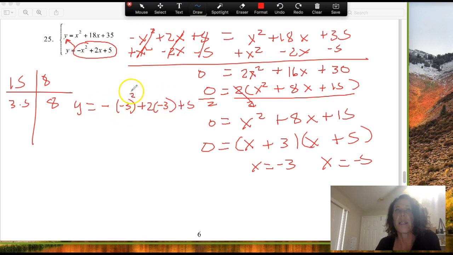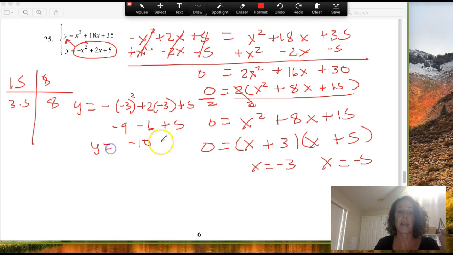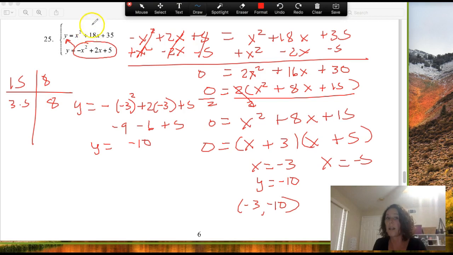And just go ahead and do the math here. Negative 3 squared is 9, and then I multiply it by a negative, so I get negative 9. And then 2 times negative 3 gives me negative 6 plus 5. So if I go 9 and 6, I'm going to get negative 15, plus 5. It's going to give me negative 10. So my y equals negative 10 when x is negative 3. Negative 3, negative 10, and write that as an ordered pair. This is where these two intersect. I'm not looking where one intersects the y-axis. This is where these two intersect.